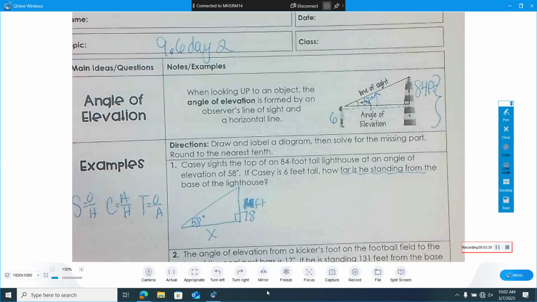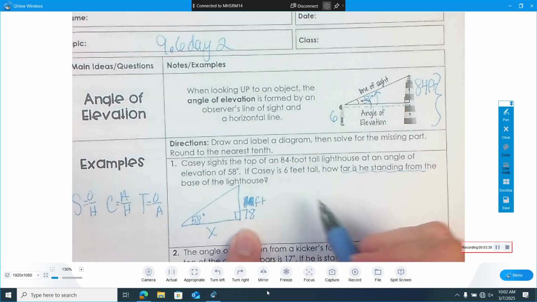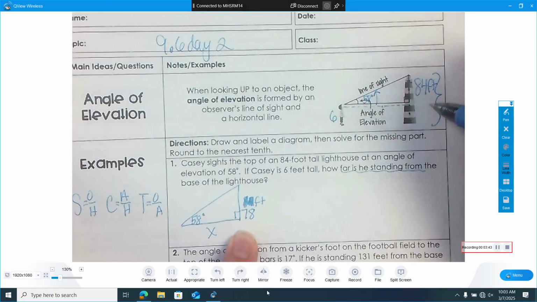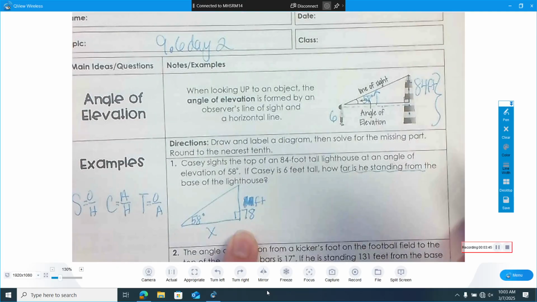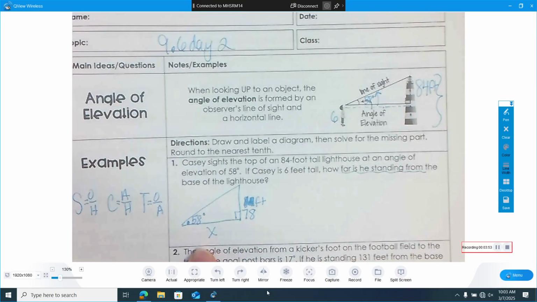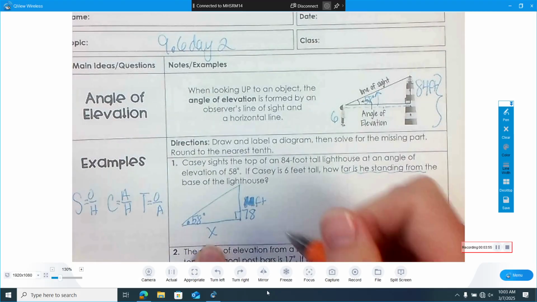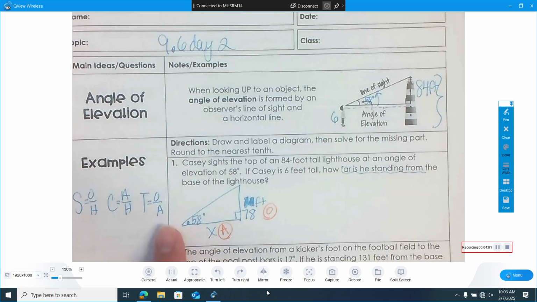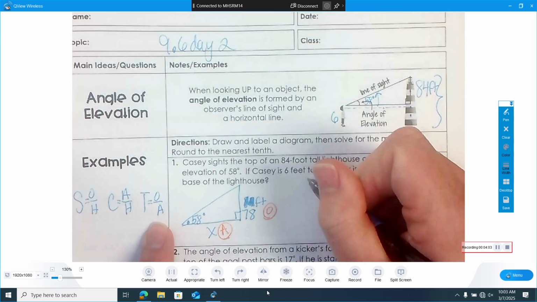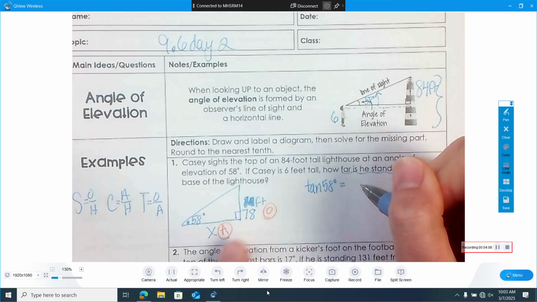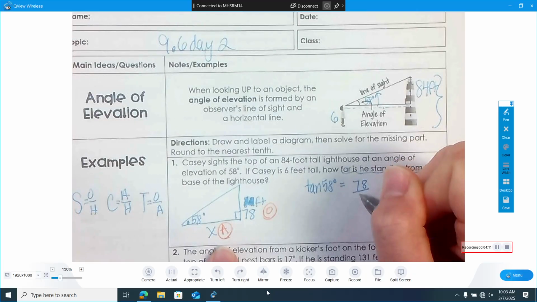So, 78. Oh, I'm glad I looked at that. I was like, what's going on here? Okay. So now that we know that the side of the triangle here is only 78, and we have an angle here at 58 degrees, which trig function should we set up? Opposite over adjacent. Very good. Opposite over adjacent would be tangent. So we want tangent of 58 degrees equals opposite over adjacent, 78 over x.